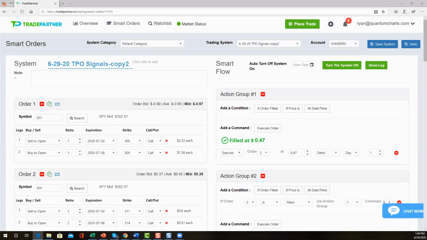629, 619. Wow, I cannot find it. Oh, the $3 risk trade. That's right. $3 risk. I labeled it as March 25th. That was dumb. So let me pull that one up here.